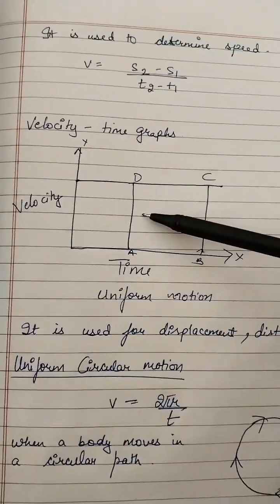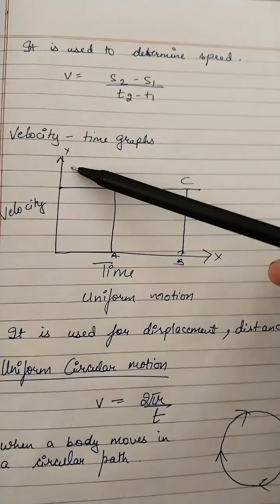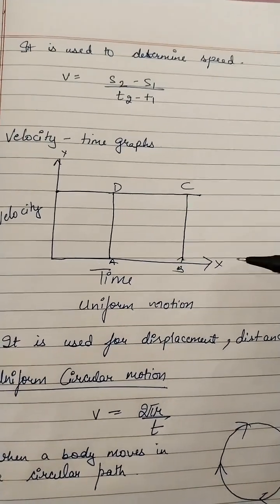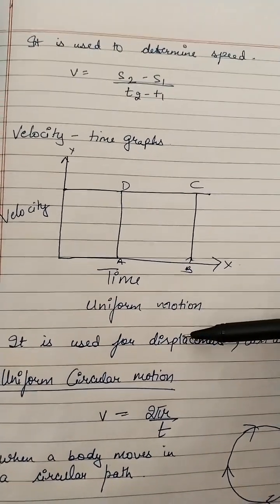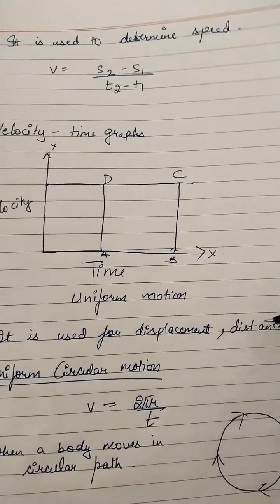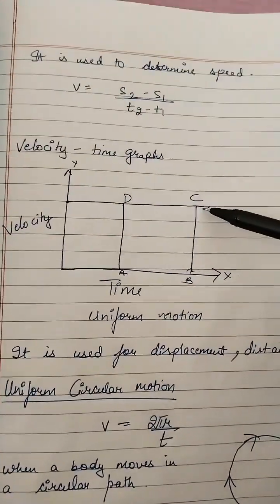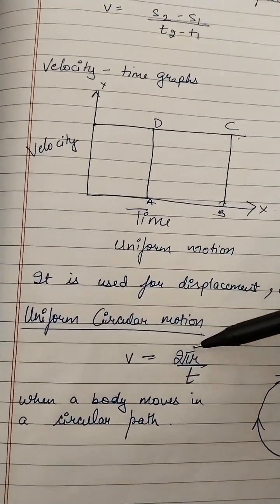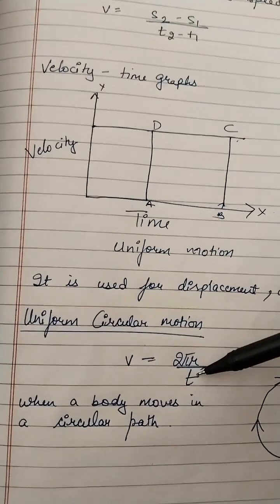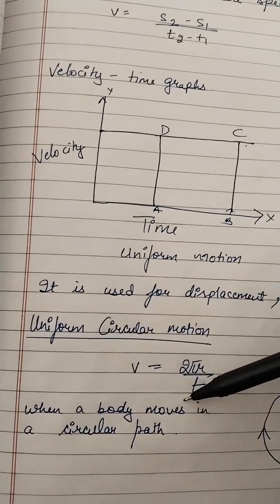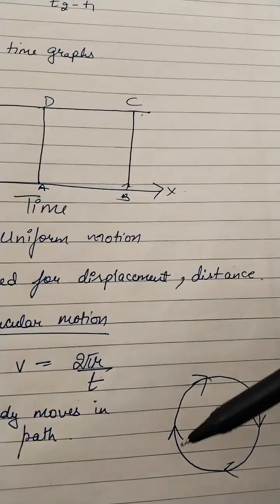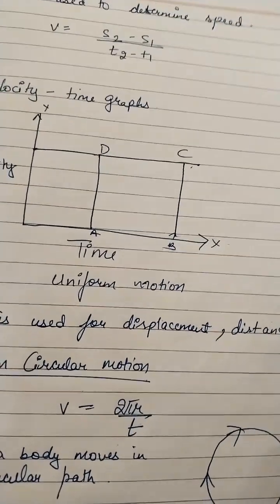Now is the velocity time graph. Here we take velocity on the y-axis and time on the x-axis. So it is used for measuring displacement and distance. It is also in uniform motion. Now uniform circular motion is represented as speed, that is v equal to 2 pi r upon time taken. When a body moves in a circular path, it is known as circular motion, as you can see in the diagram.